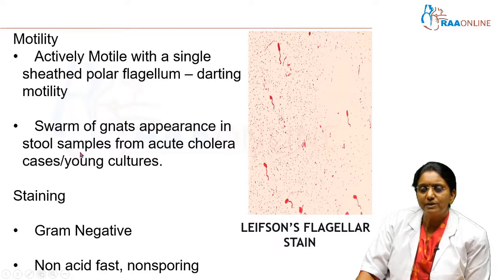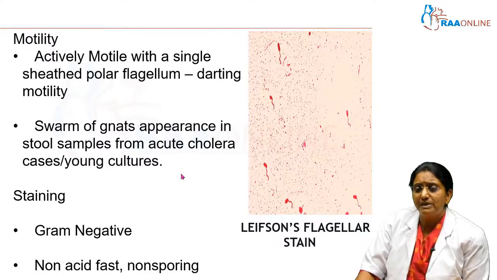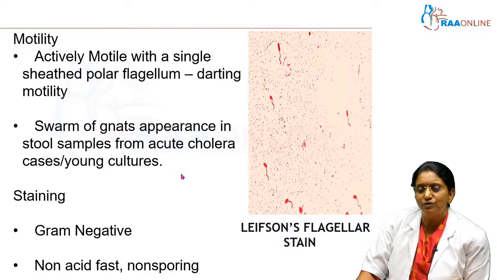So when you examine the stool sample from a case of acute cholera or from a young culture, as I told you, when you have just done a fresh subculture, you will see all of these Vibrio moving around so fast. So it will be like gnats, which are nothing but flies. It will be like flies buzzing around some food, or bees buzzing around a hive. That kind of appearance it gives you, swarming around a hive, the bees, or flies swarming around some fruit or some food item like that. So that is why it's known as a swarm of gnats appearance.